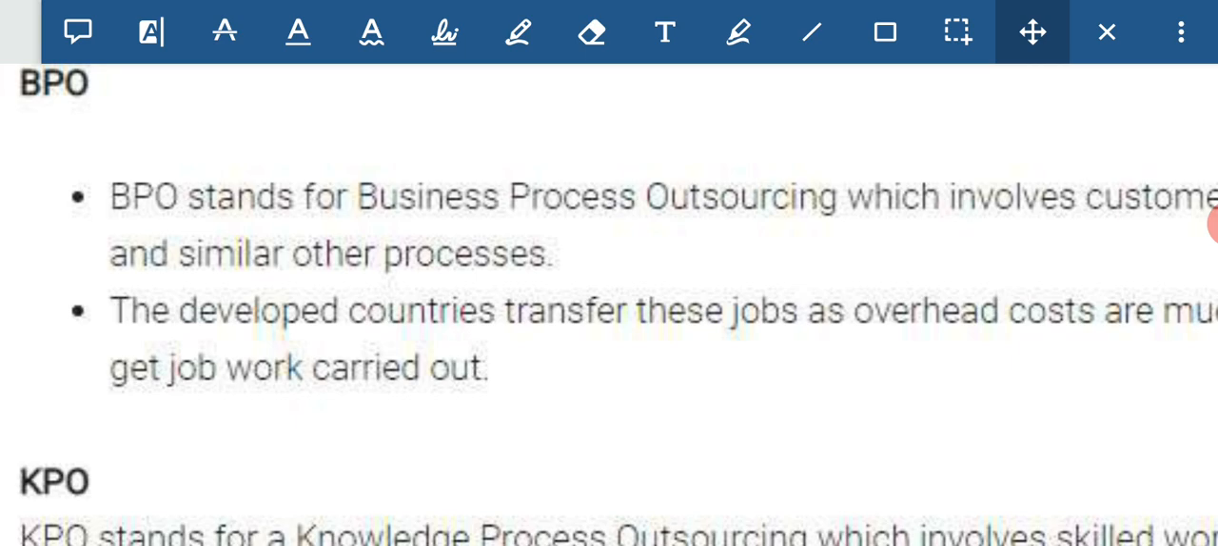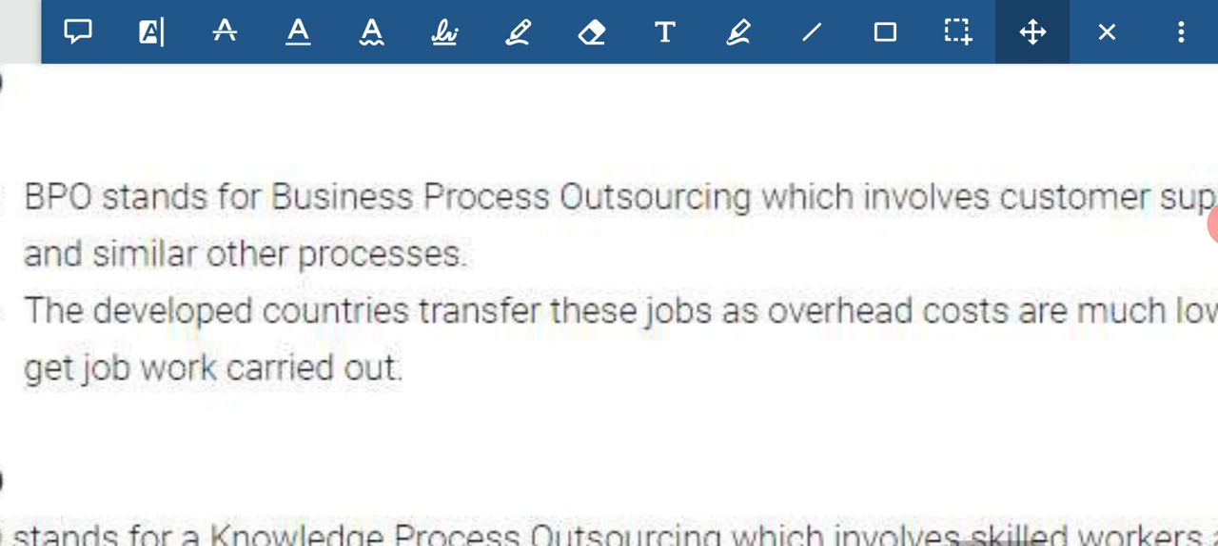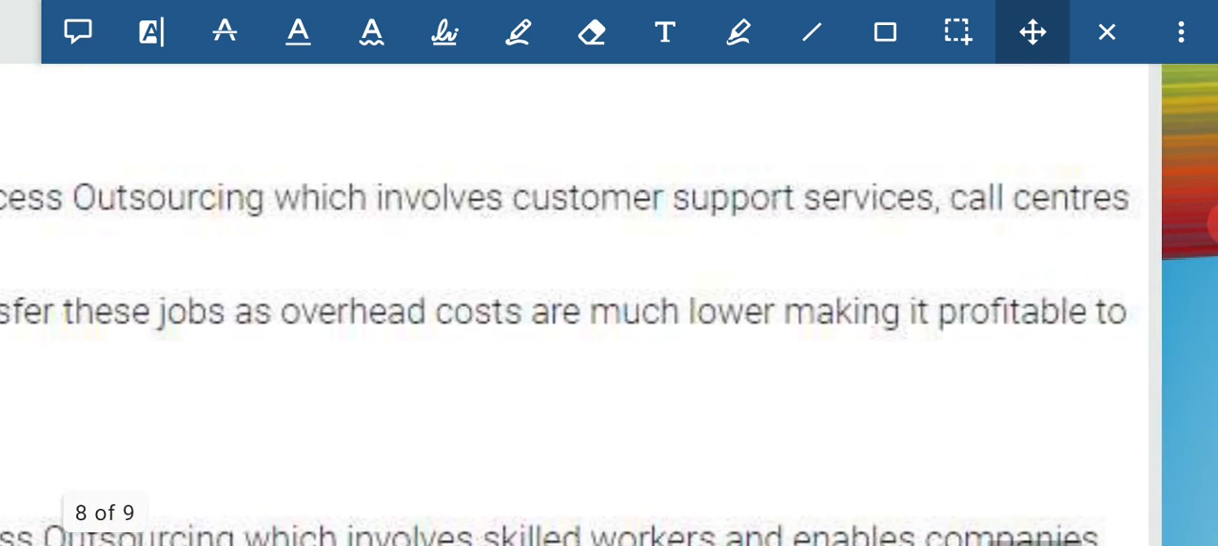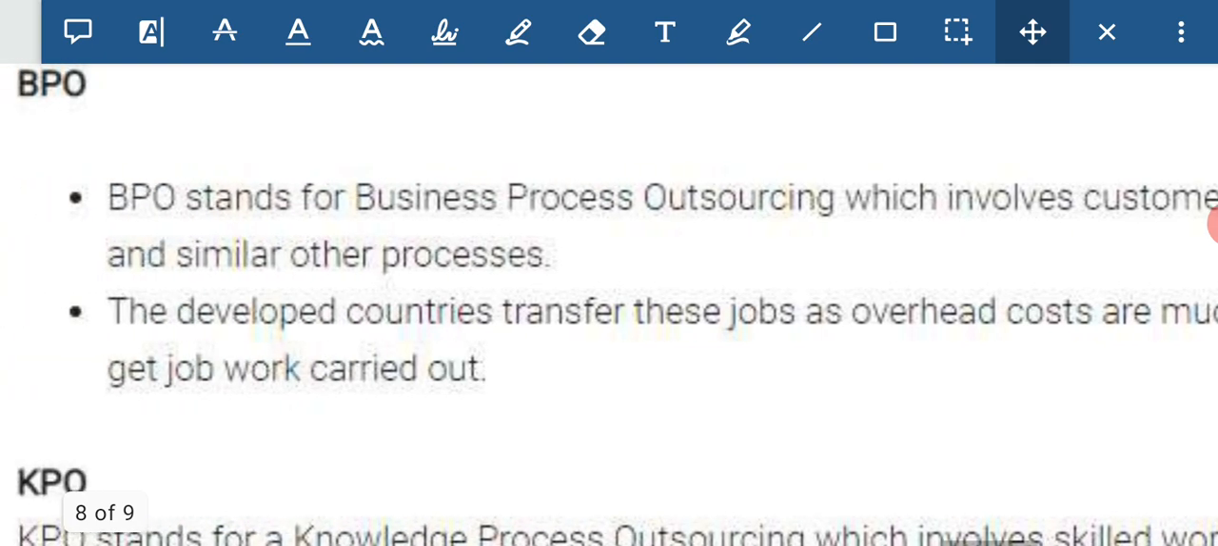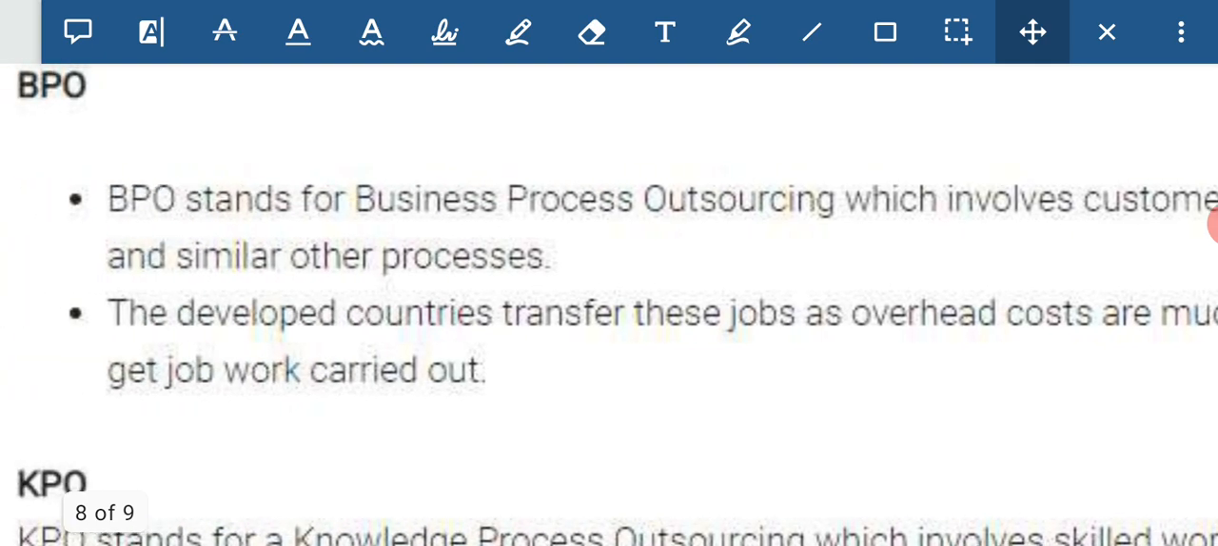This is business process outsourcing. The developed countries transfer these jobs because the overhead costs are much lower, making it profitable to get the job carried out. Now what I said, if a person is there in Japan to do the work, obviously he will be paid more, as per their own currency.